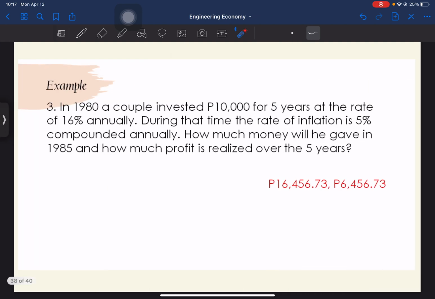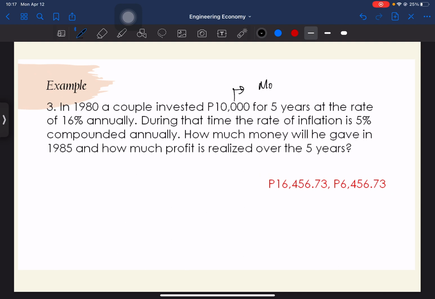Number 3, in 1980, a couple invested 10,000 for 5 years at the rate of 16% annually. During that time, the rate of inflation is 5% compounded annually. How much money will he give in 1985 and how much profit is realized over the 5 years? Okay.